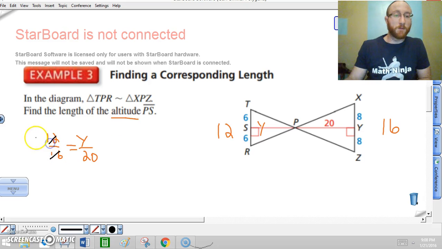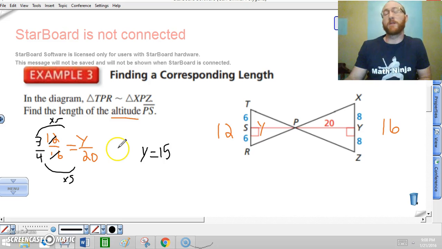Again, I'm going to simplify this. These both divide by 4, I get 3/4. And I go, alright, well, 4 times 5 gets me 20, times 5 again. So 3 times 5 will get me y, so y equals 15. And we could have done 3 times 20 is 60, 4 times y, and divide by 4. We would have got the same result.